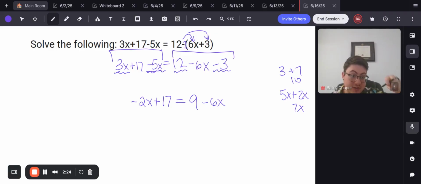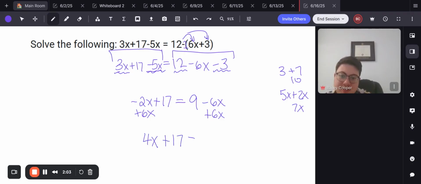Now we want to get all of our variables on one side and all of our constants on the other side. So first thing I'm going to do is add the 6x to both sides. And when I do that, over here on the left, -2x plus 6x is going to be 4x plus 17. Then over here, this 9 stays. We didn't do anything to it. Then -6x plus 6x, that cancels.